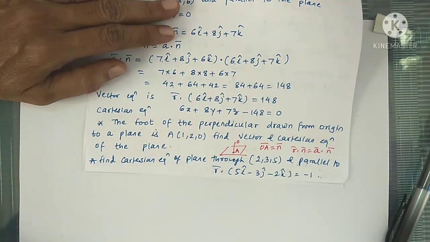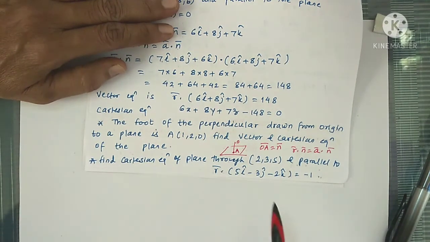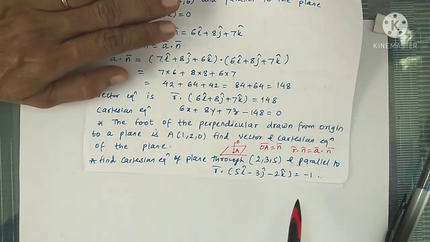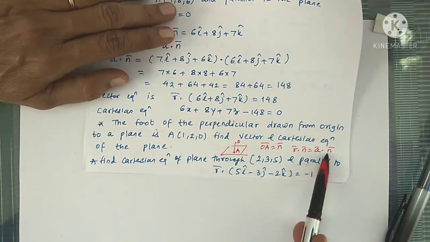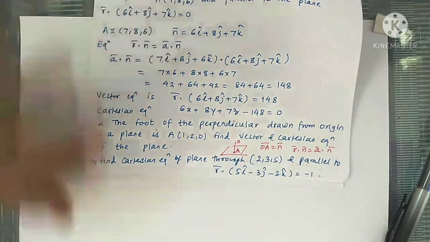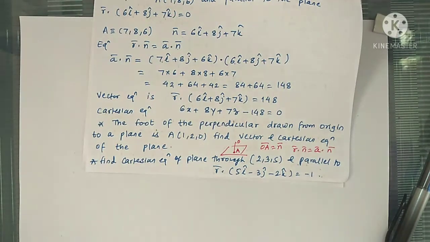Okay. In the next question, find the Cartesian equation of the plane through (2, 3, 5) and parallel to the given plane. Now as the given plane's equation is given here, the normal is 5i minus 3j minus 2k. The point is given. So again find a bar dot n bar, substitute the value, find the Cartesian equation. Using that, find the vector equation.